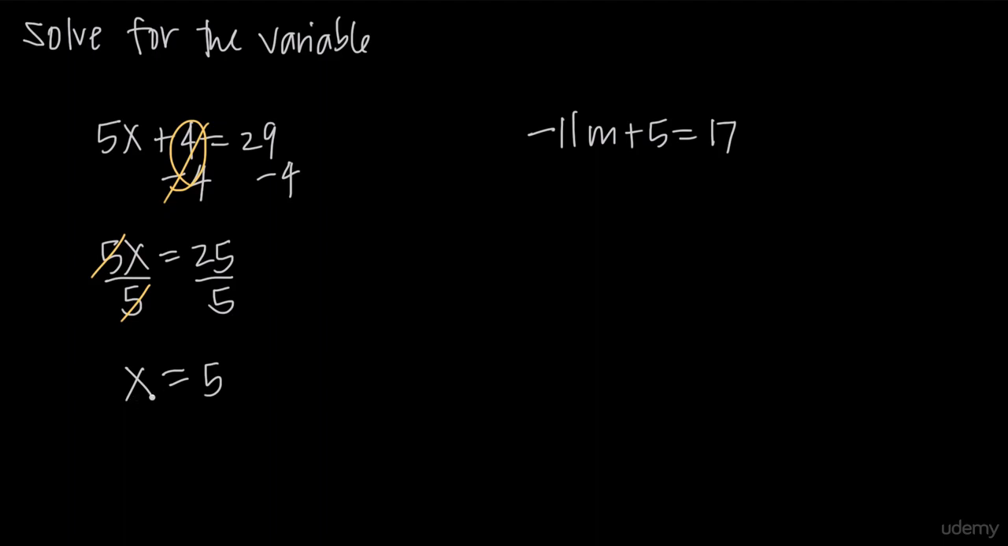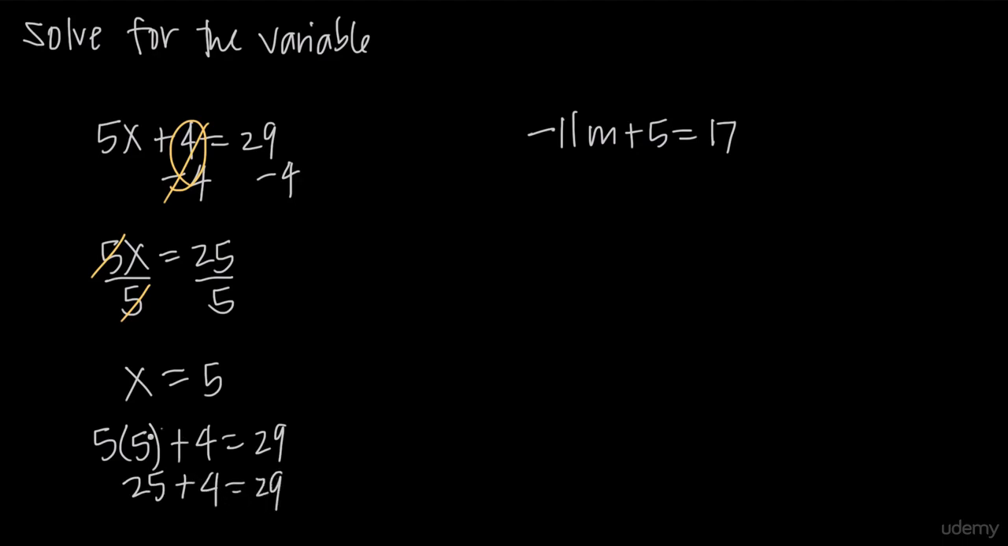So we say the value of the variable that makes this equation true is 5. And just to double check ourselves, we can plug it back into our original equation, which was 5x plus 4 equals 29. If we plug in x equals 5, instead of 5x, we get 5 times 5. We have that plus 4 equals 29.